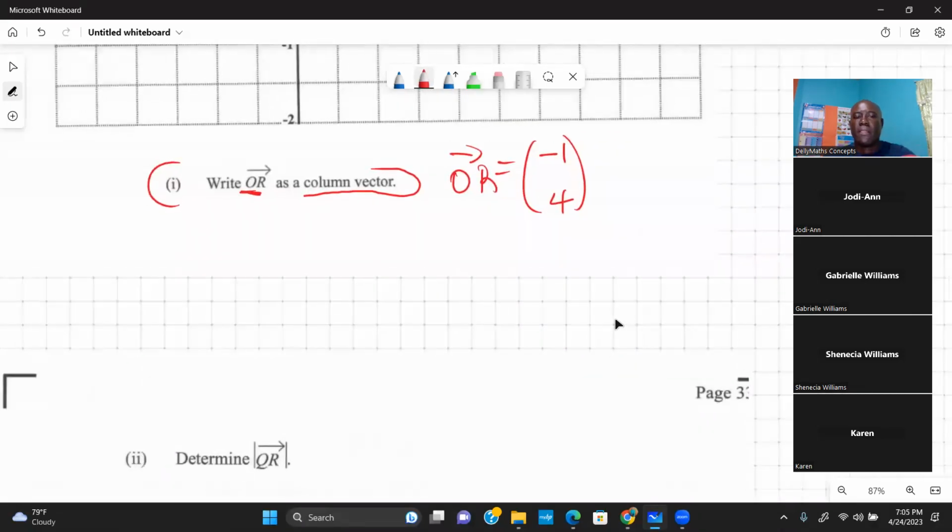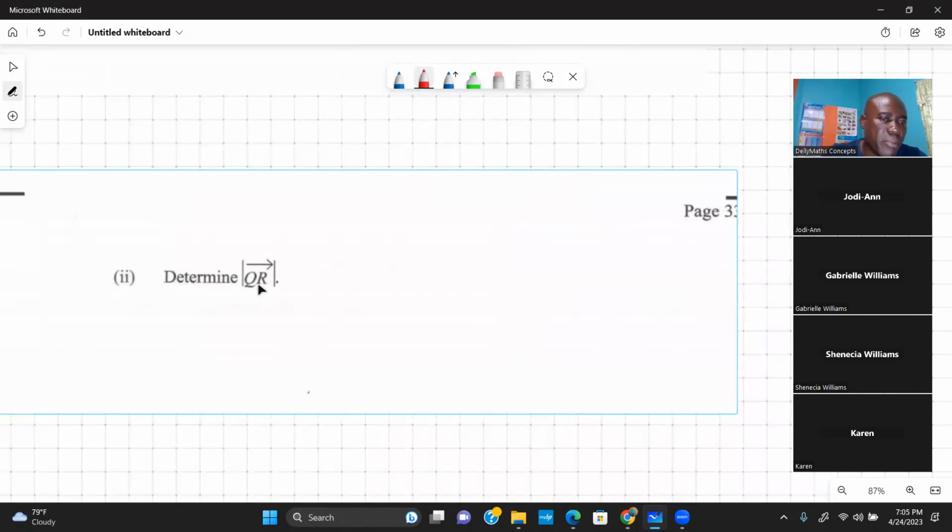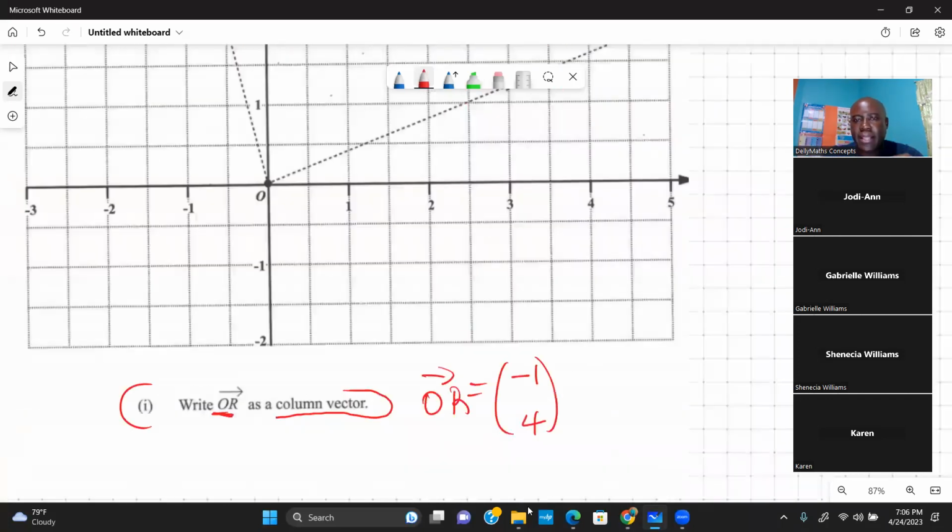All right, look at the next question now. I'm going to go back up there, but I want you to look at it. They want you to determine, everybody knows what this means? What they want? Length. The length of. All right, so they want the length of the vector QR. So keep that in mind, QR.